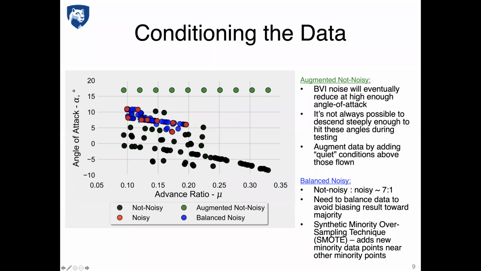And this adds in a quasi-random fashion some additional synthetic points, these blue ones, in the region of the noisy points in order to oversample and bring those up to the same number of points as we have the non-noisy ones, and give us a balanced set of data.